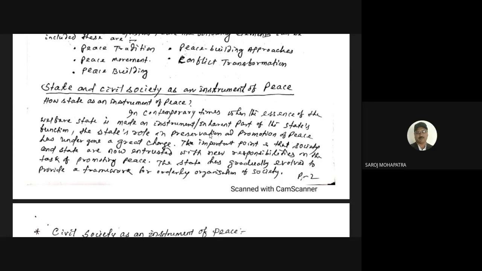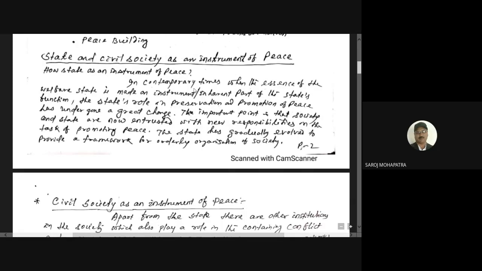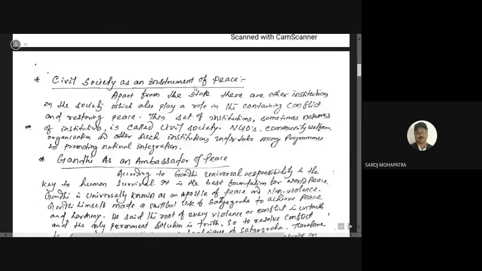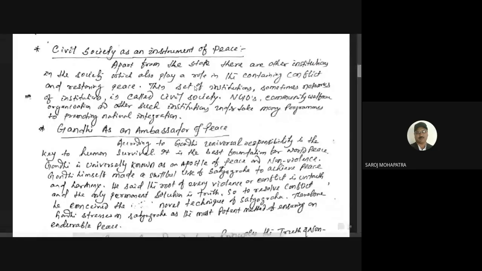Next, we have to see Gandhi as an ambassador of peace, how Gandhi is a messenger of peace, and the Gandhian perspective. According to Gandhi, universal responsibility is the key to human survival. Not a single man's responsibility, but universal responsibility is the key to human survival.